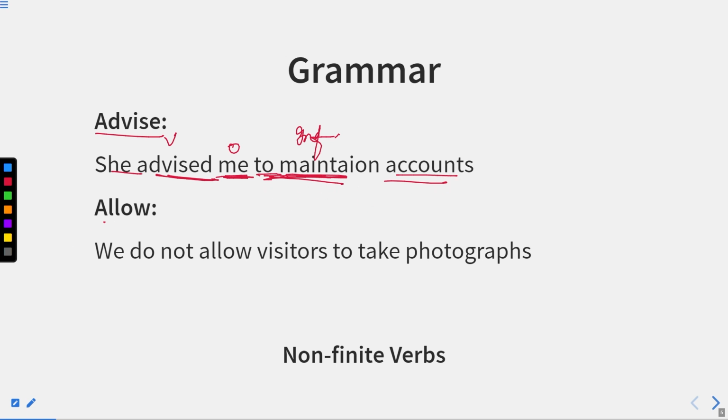Now if we have the word allow, in this word as well, we have the structure of subject plus verb plus object, then we have infinitives. For example, we do not allow visitors to take photographs. Now allow to whom? To visitors. So this type of object mostly answers the word whom. So we do not allow visitors to take photographs. So this can be the position of infinitive in a sentence.